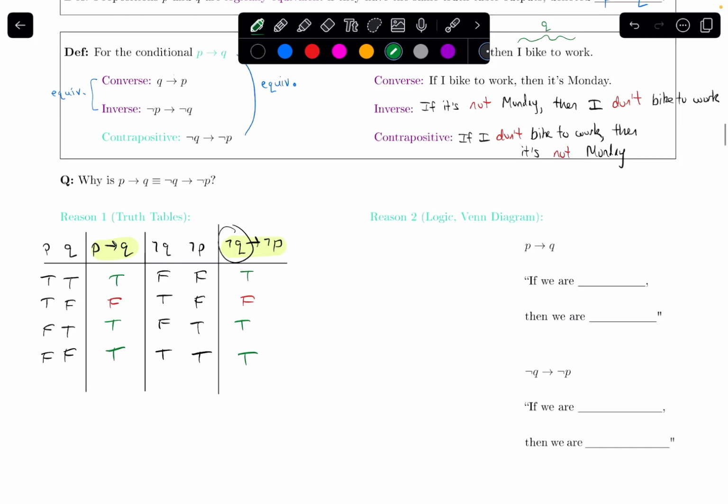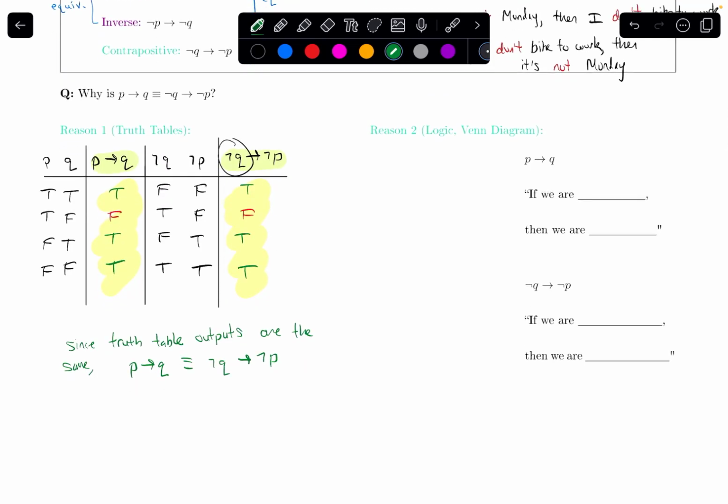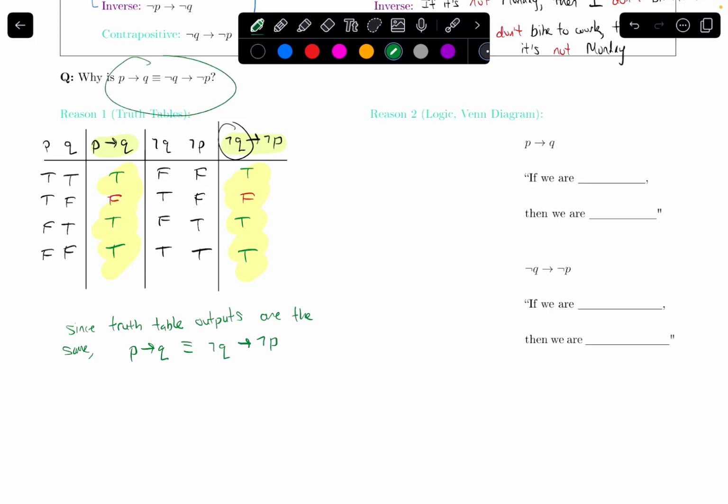Okay, so now I'm going to highlight these because these truth table outputs are the same, since the truth table outputs are the same. These are equivalent. P implies Q is equivalent to the contrapositive. Not Q implies not P. Okay, so that's how I can justify that these are equivalent using this definition.